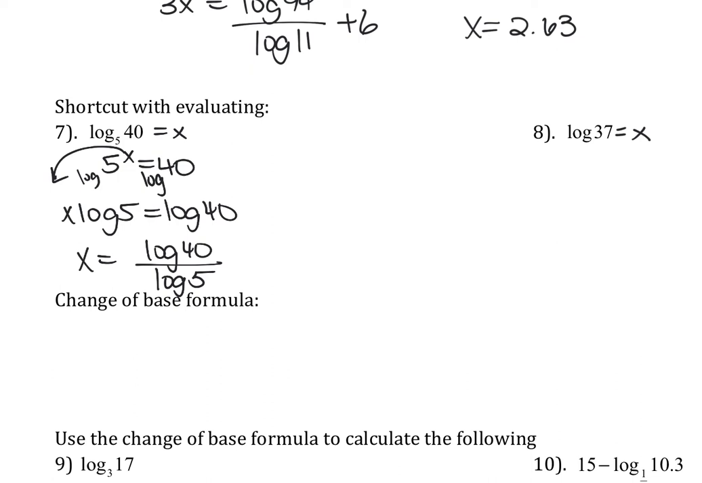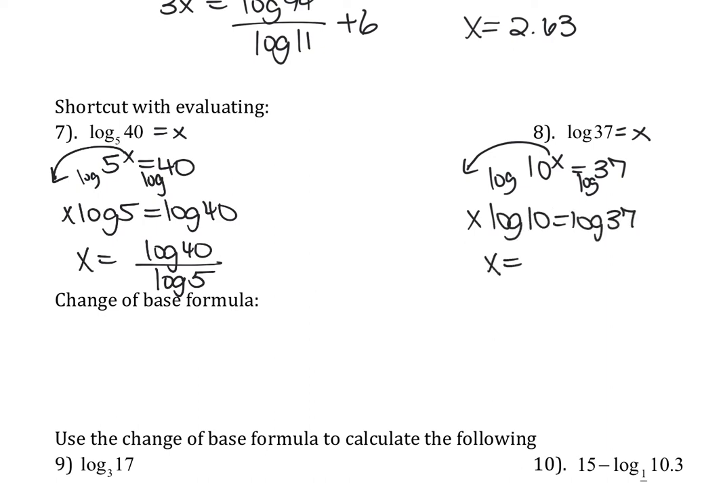I'll do the same thing for 8. Convert to exponential form. Can't get like bases, so I'm going to take the log of both sides, which will enable me to bring the x out in front to get x log 10 equals log 37. And then to get x alone, I will divide by log 10. Again, take a look at where you see the 37 and the 10 in the original problem. In number 7, the 40 is the argument, the 5 is the base. In number 8, 37 is the argument, the 10 is the base.